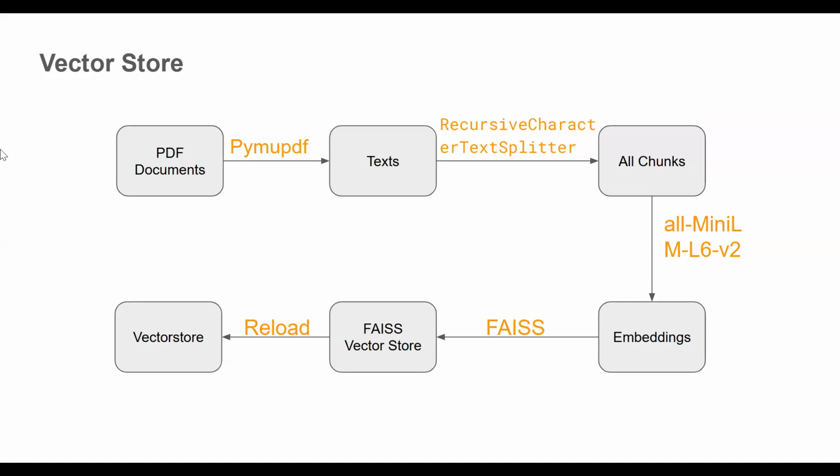Altogether, the number of chunks we have is more than 13,000 chunks, and so we store this into the vector store by batches, and then from there we can reload the vector store. This is a diagram showing how we create our vector store.